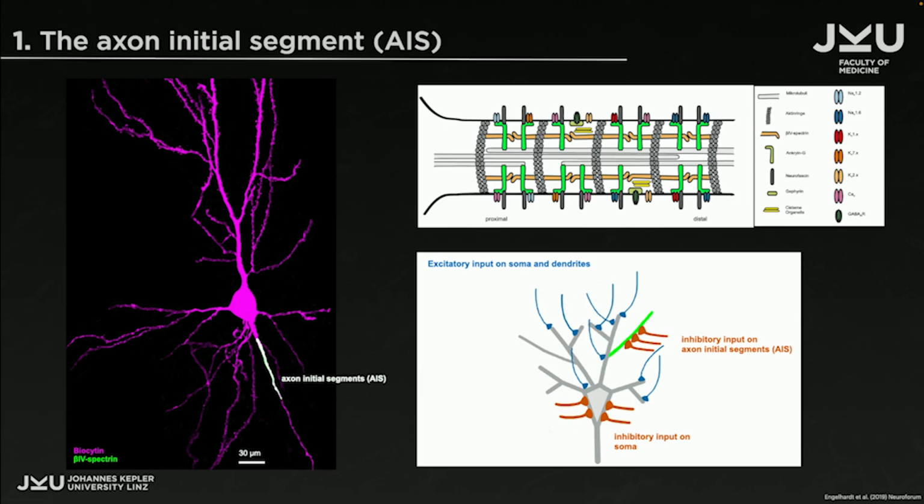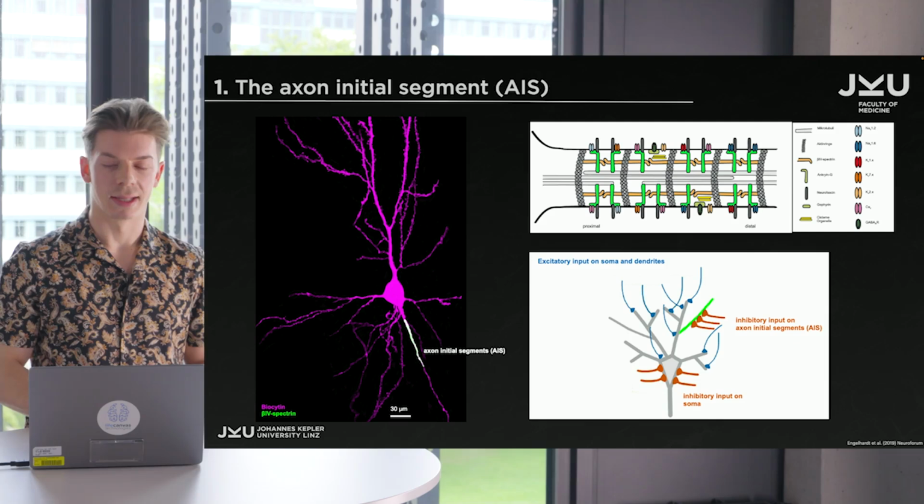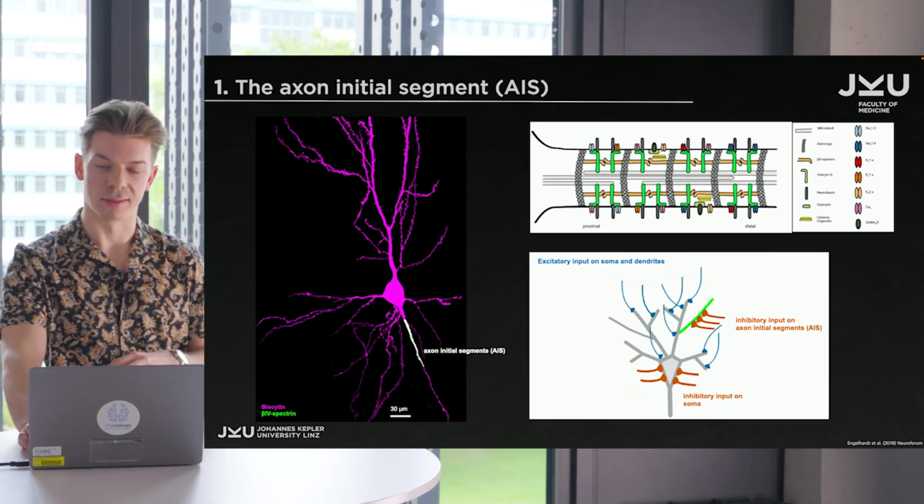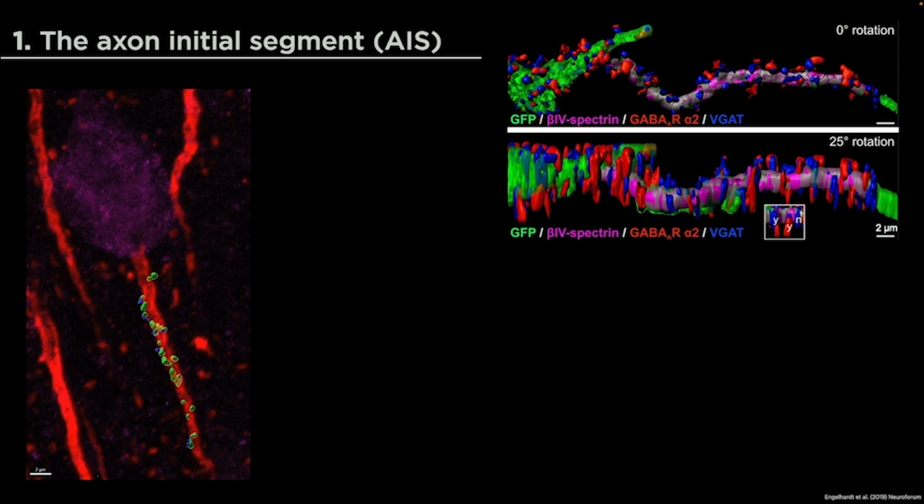And it is a specialized structural domain that consists of a huge amount of ion channels that are focused in this area. And as we can see over here, this is also the site where specialized GABAergic synapses between our pyramidal neurons and inhibitory interneurons, the so-called chandelier interneurons, can form alongside the AIS.